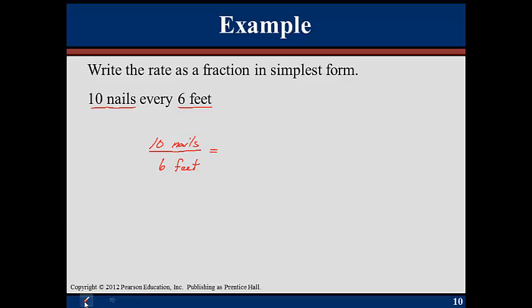Now, of course, we can simplify this by dividing both by 2. When you divide 10 by 2, you get 5. And when you divide 6 by 2, you get 3. So this is saying 5 nails every 3 feet. The nails and the feet do not cancel out since they are not the same. And this will be your final answer. When we did ratios before, our units canceled out because they were just alike. When we're doing rates, your units do not cancel out.